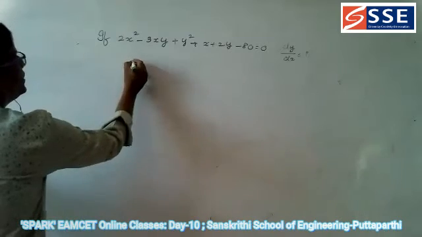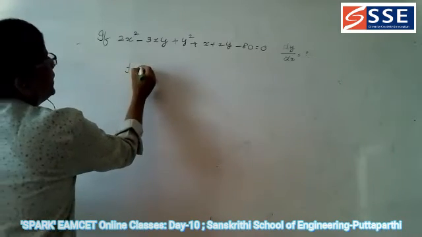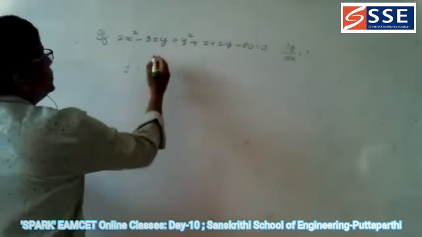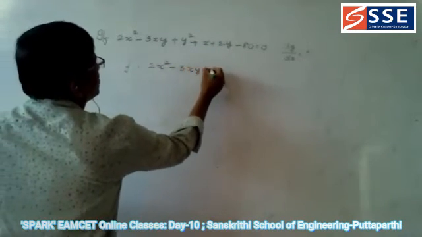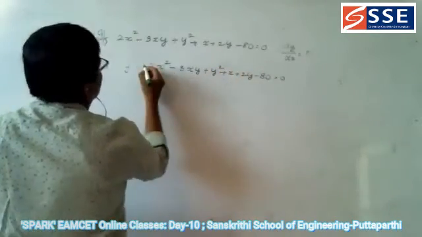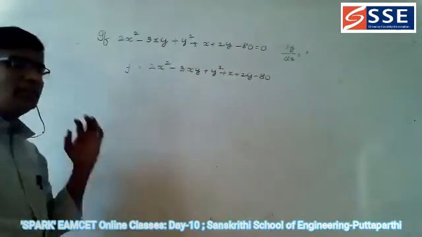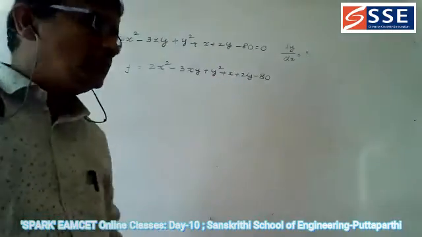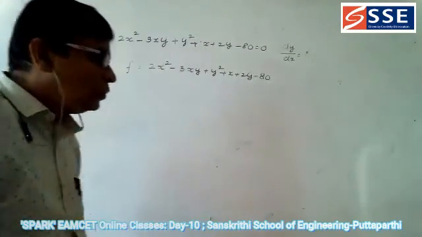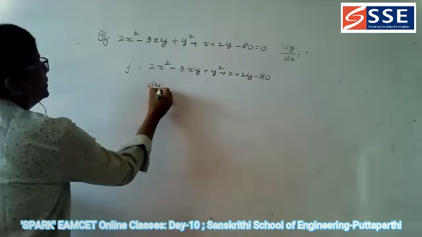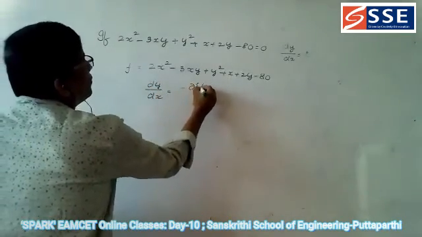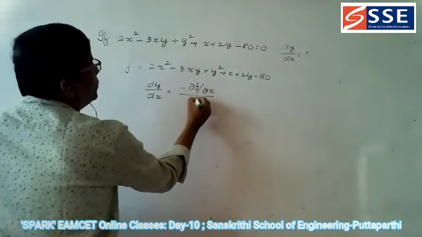Let us consider the given function. I am just writing it as f. Take it as f, the given function. Why? Because the variable contains both the terms x and y. 2x square minus 3xy plus y square plus x plus 2y minus 80 is equal to 0. Whether you write the 0 or not, it is not necessary. This is the given function. You want to find dy by dx. Okay, so we know that one formula you should write here. Dy by dx is equal to minus dou f by dou x divided by dou f by dou y.